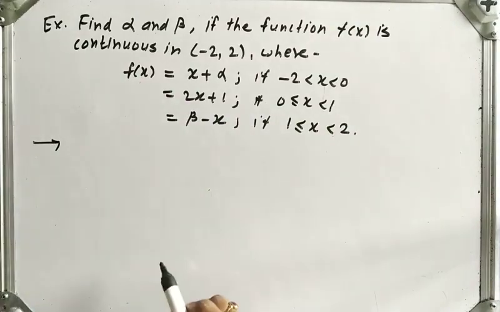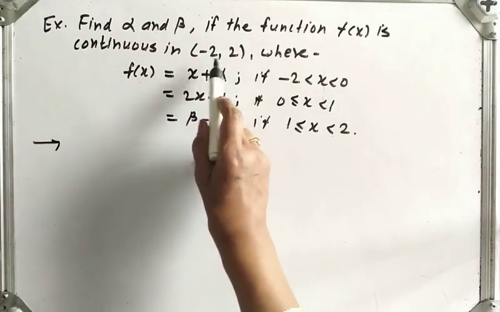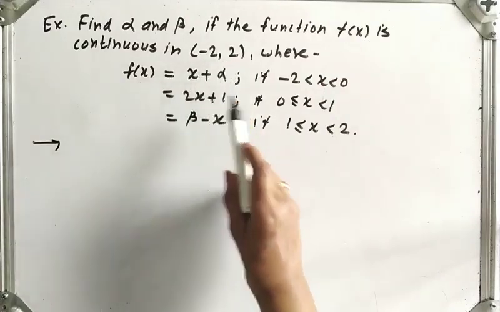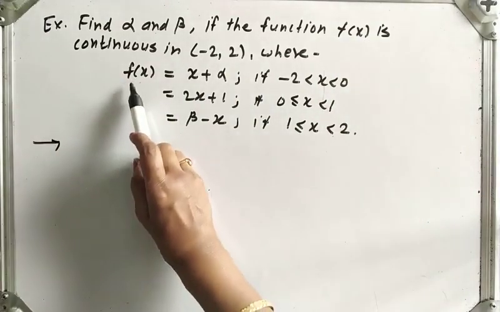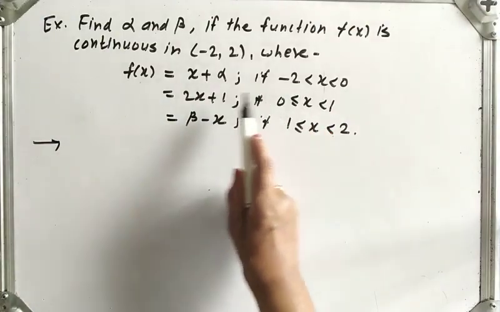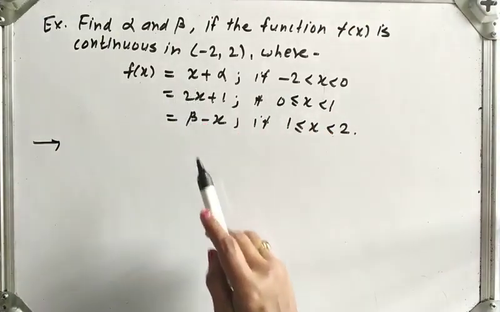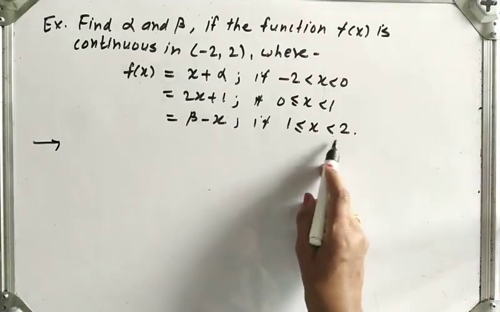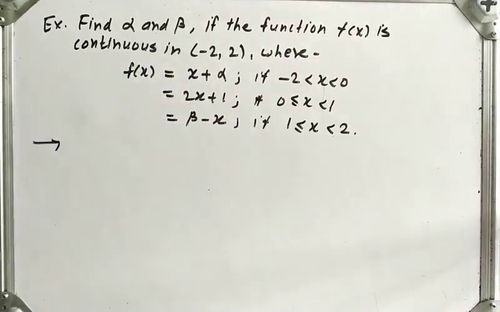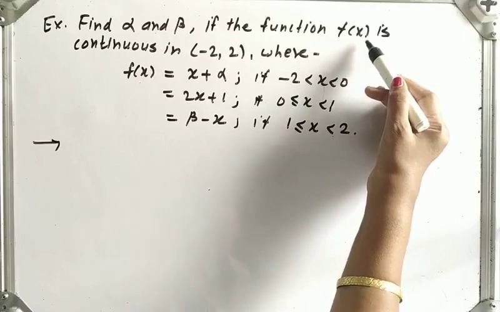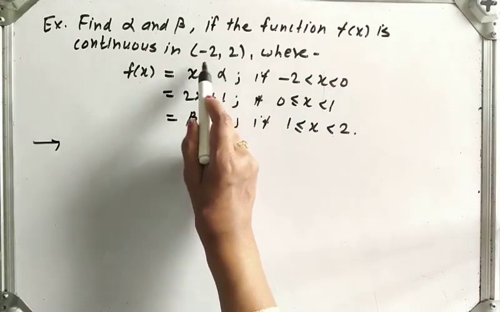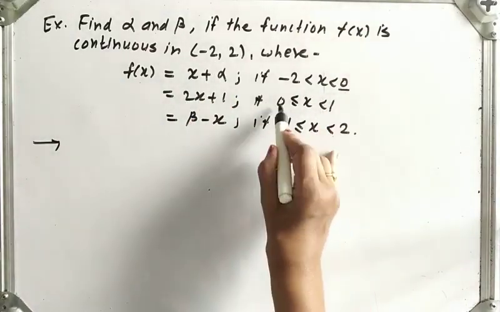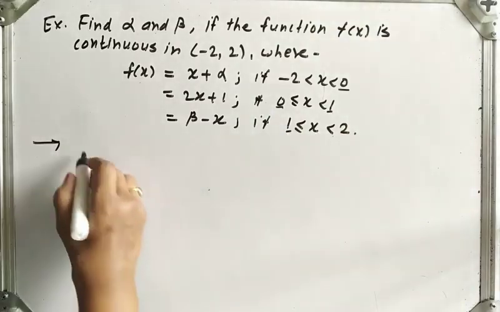So what is given? It is given that function f(x) is continuous in this interval -2 to 2, and this interval is split into parts. In -2 to 0 the value of the function is x plus alpha, in 0 to 1 it is 2x plus 1, in 1 to 2 it is beta minus x. We have to find alpha and beta. Since f(x) is continuous in this interval, definitely it will be continuous at each and every point of this interval. So the function will be continuous at point 0, also at point 1. So we will solve.